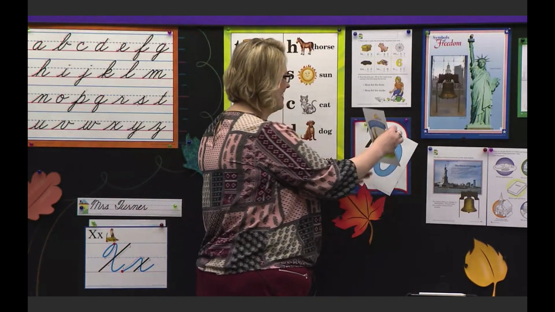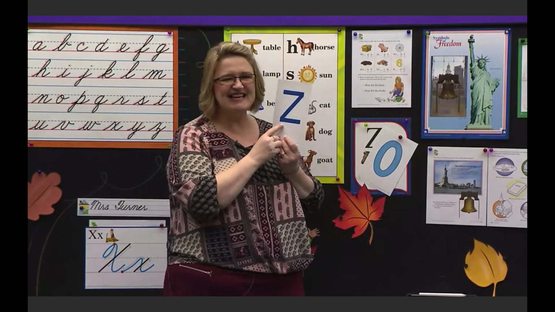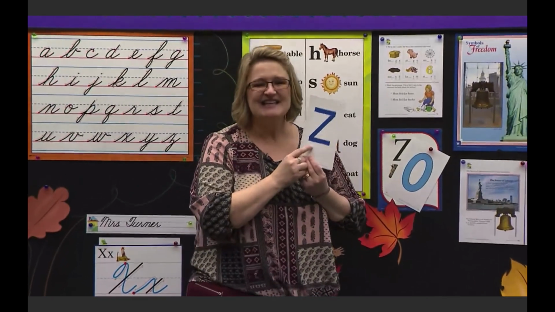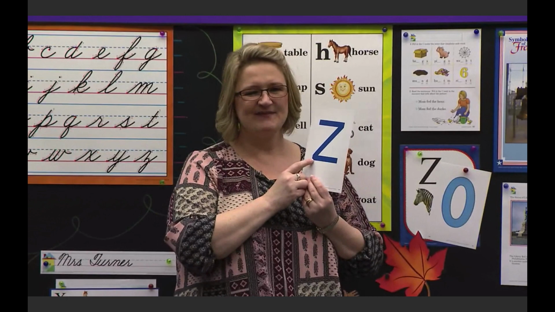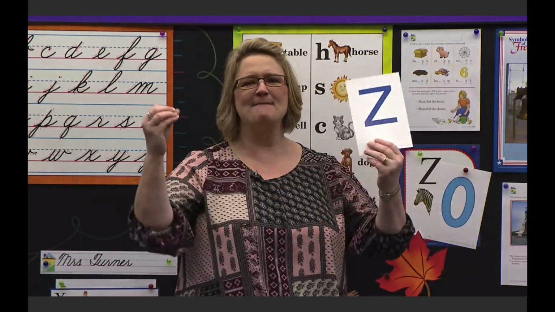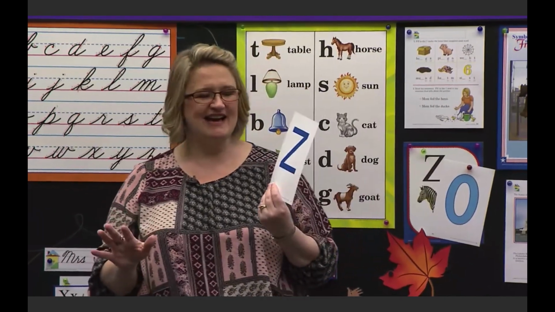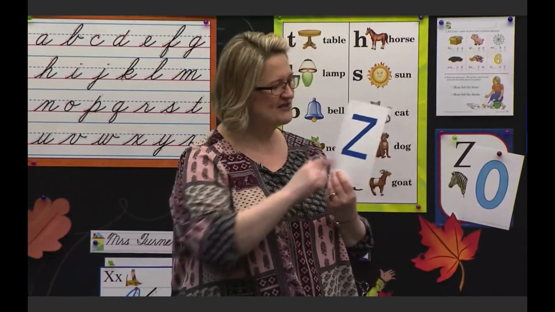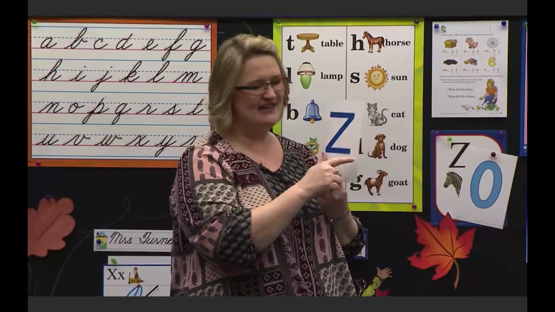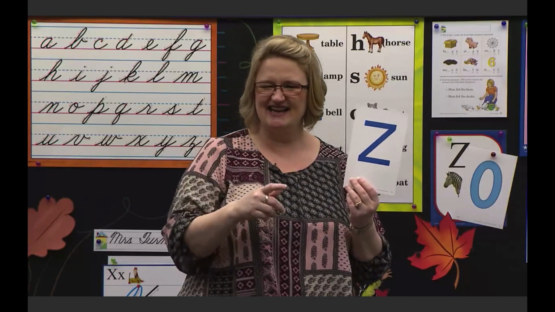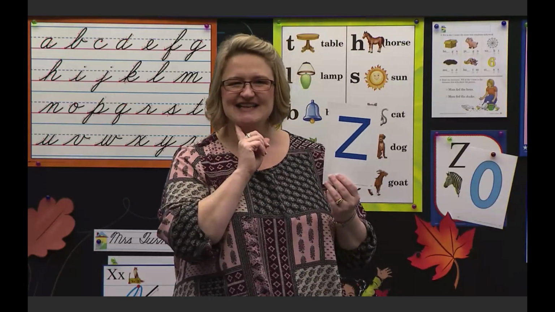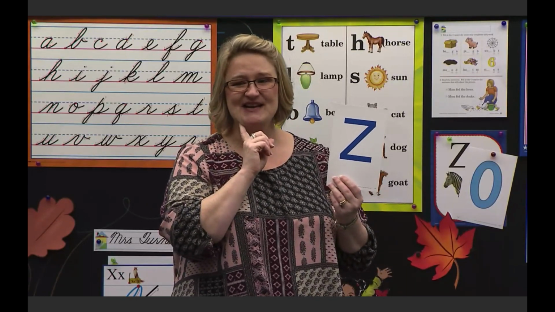This is the zoo. Let's see what we have. This is capital Z. Say capital Z. Capital Z. Capital Z. Capital Z. When I think of capital Z, Mrs. Turner thinks of a line that just looks like a zigzag line. Did you hear that? Zigzag. It reminds me of Z.